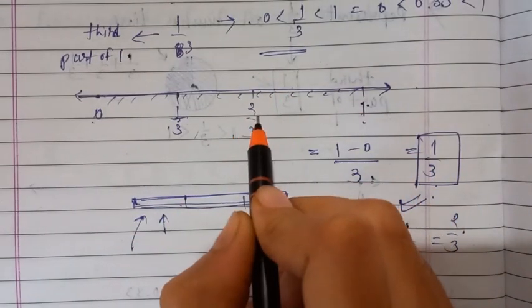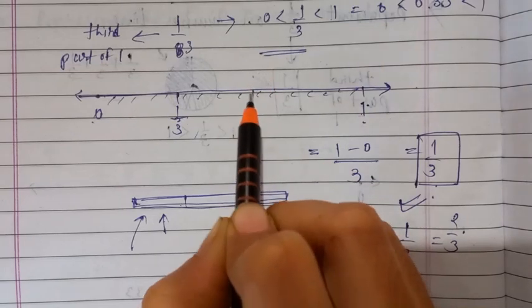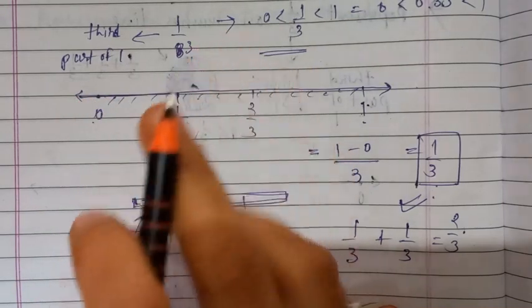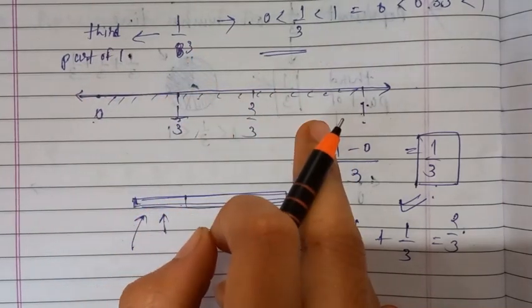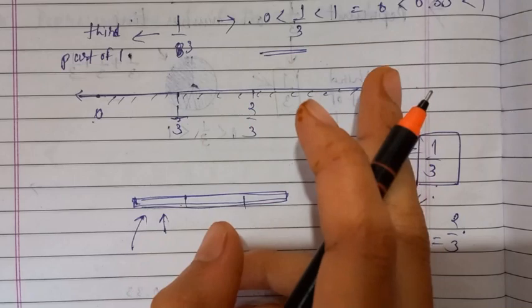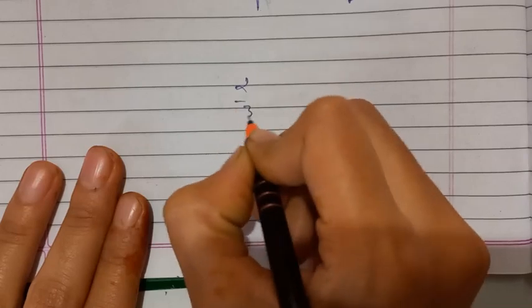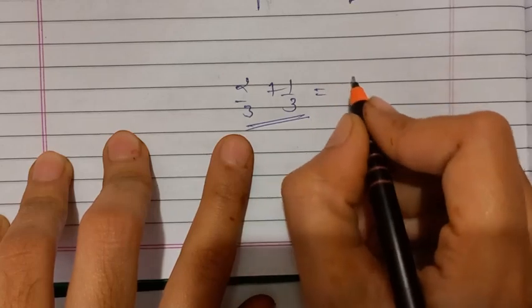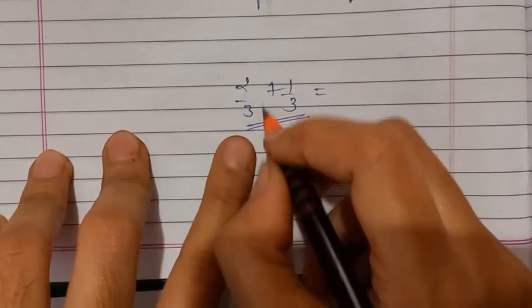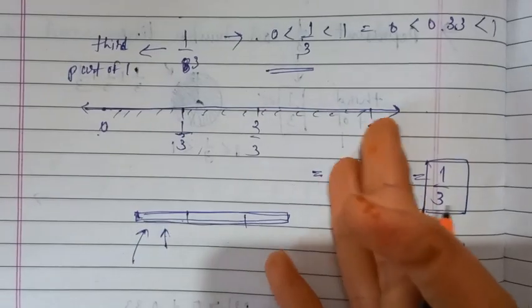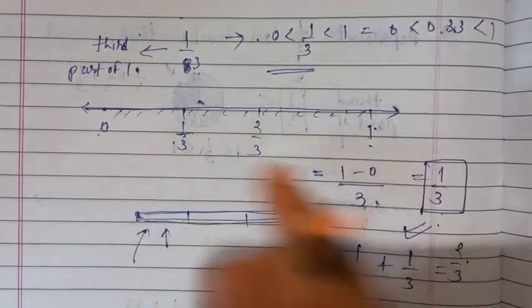And again if you add 1/3 to 2/3, see here the first part. We want to divide this number line into three parts. So this is 1, this is 2, and the third part is, if you add 1/3 to 2/3, then you will get 1. Here the denominators are the same, so you can add the numerators. So 3/3 is 1, and here 1 is also written. So this is our number line.